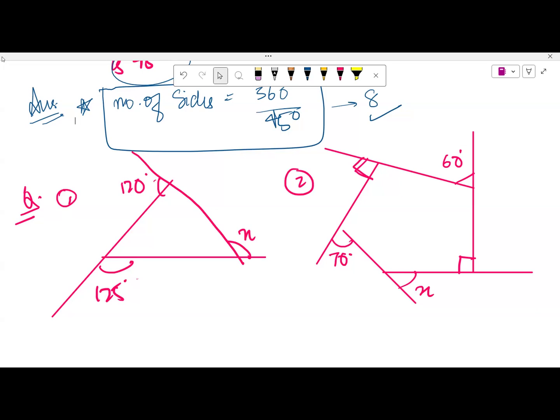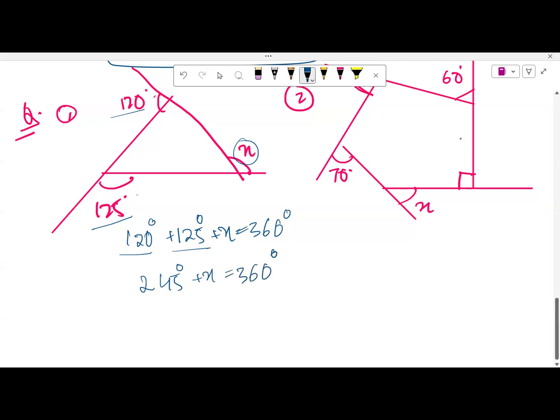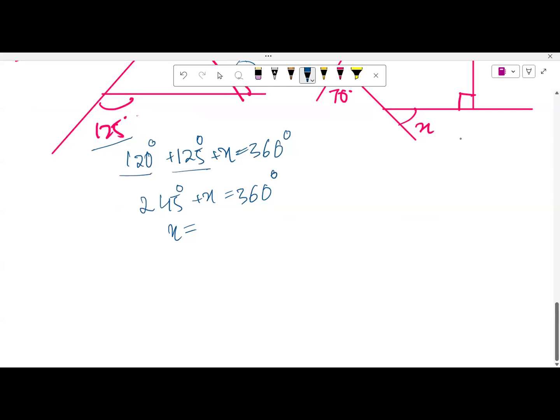Ma'am, I finished. Okay, let's discuss. All of you listen very carefully. In the first one we have 120, 125 and x. So you'll have 120 degrees plus 125 degrees plus x shall give you 360 degrees. 120 and 125 shall give you 245 degrees plus x shall give you 360 degrees. Now x will be 115 degrees. Are you all getting the same answer? Yes, ma'am.